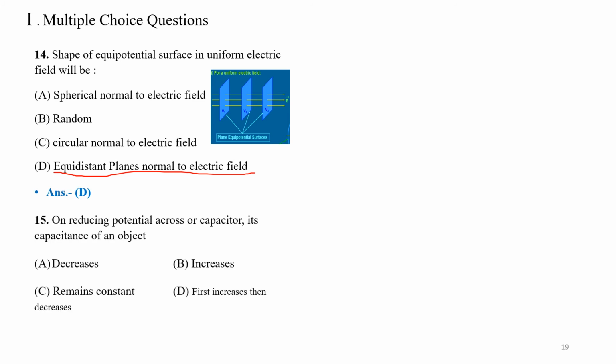Question number 15. On reducing the potential across the capacitor, its capacitance does not change, it remains constant. Capacitance of an object does not depend on the potential. It depends only on the physical dimensions and permittivity. Therefore, answer is C.